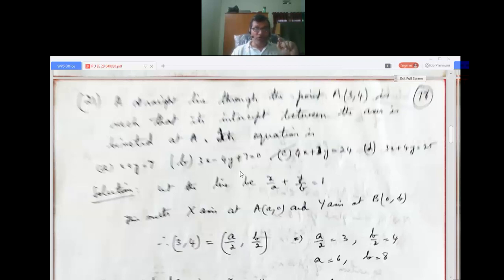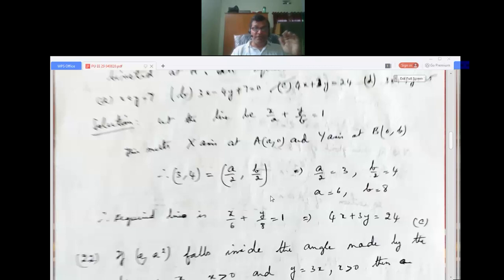Intercept is mentioned, so we use the intercept form of the line, that is x by a plus y by b equals 1. Here the x intercept is a and the y intercept is b. This is the intercept form. I told you, you should know the basics. So if the x intercept is a and the y intercept is b, the point A will be a comma 0, and the point B will be 0 comma b.